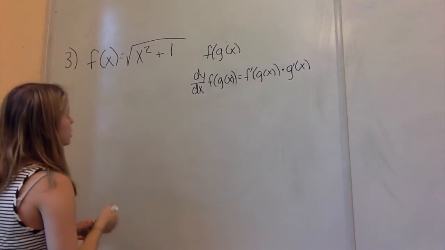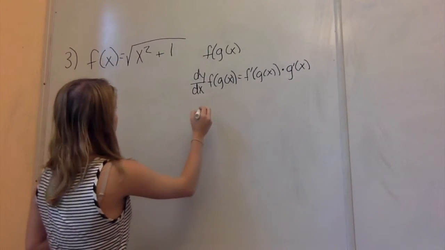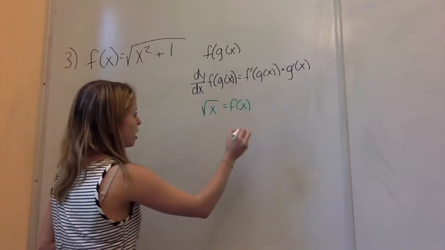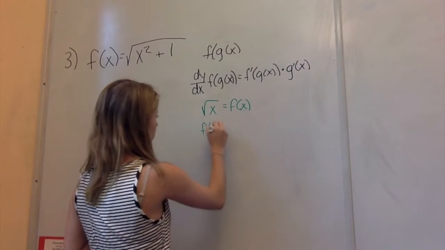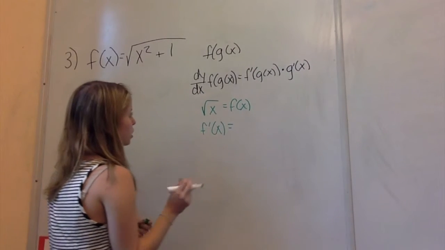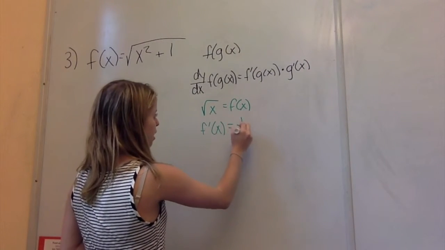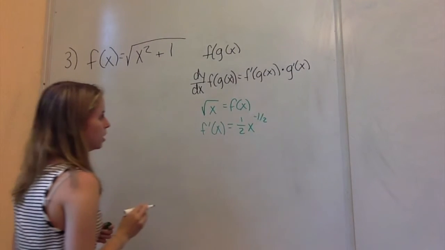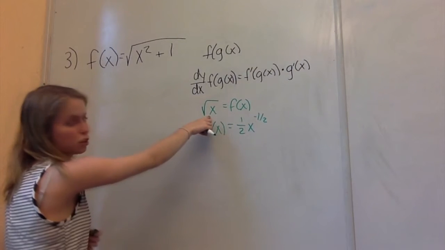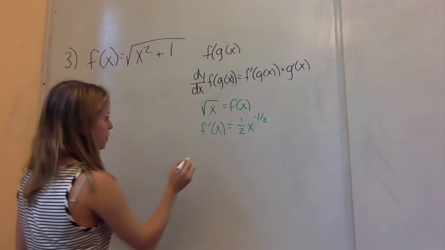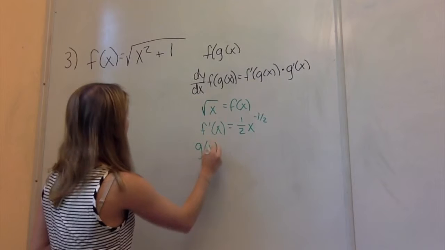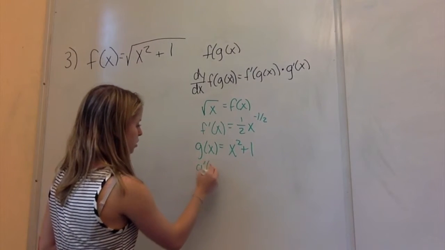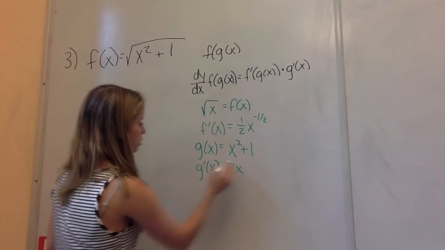And so here in this example, our f of x is going to be root x. So f prime of x is going to be equal to 1/2 x to the negative 1/2, because the square root of x is also equal to x to the 1/2. And then our g of x is equal to x squared plus 1. So g prime of x is just equal to 2x.